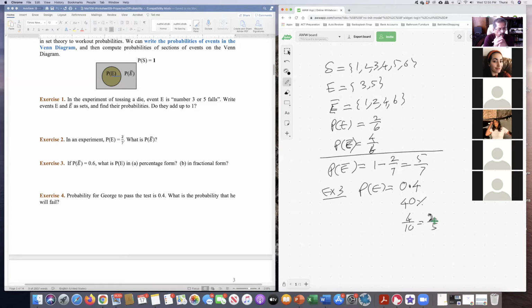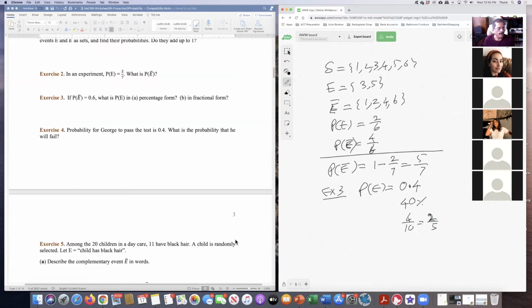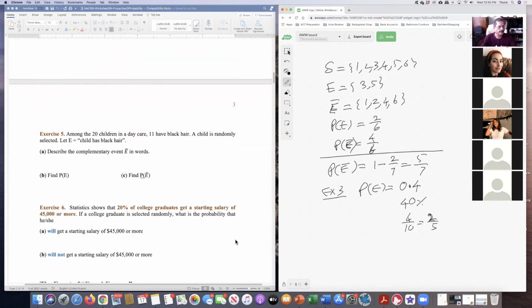I'm at exercise 4 now. The probability for George to pass the test is 0.4. What is the probability for him to fail? 0.6. Okay, I'm at exercise 5.